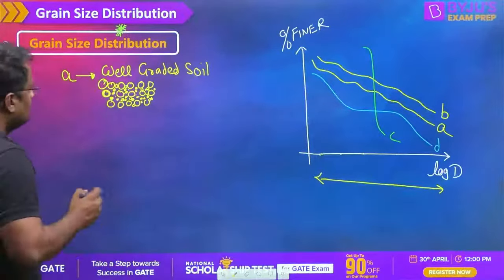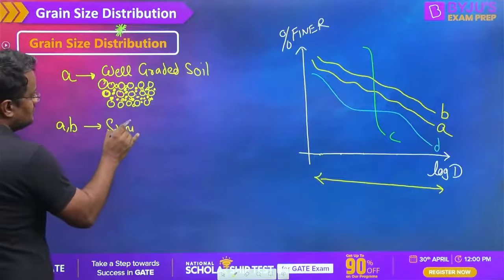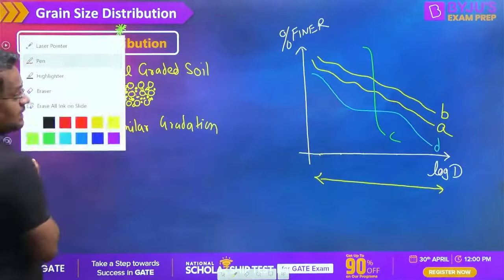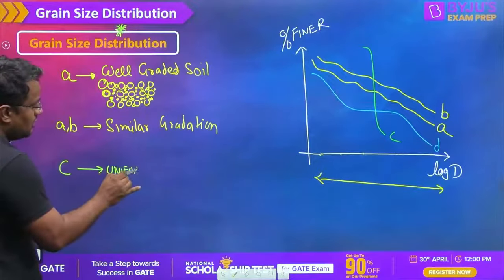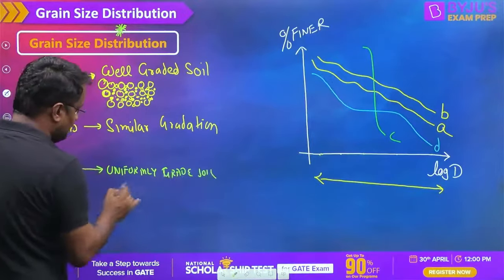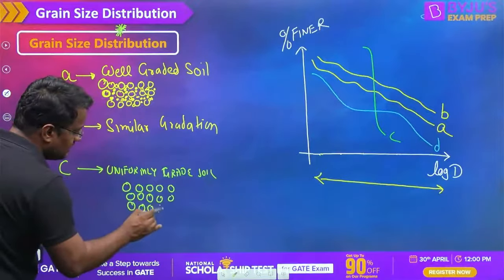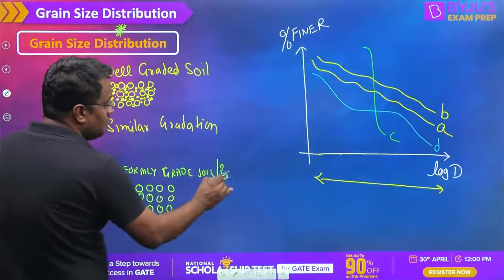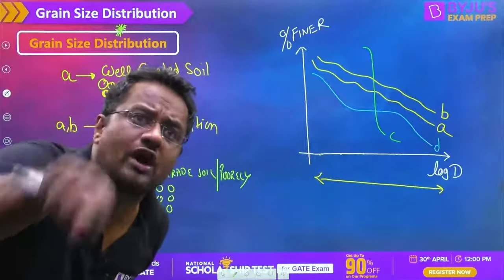Now A and B are similar types of soils, similar gradation. Now what is next? That is C. C is uniformly graded soil. Uniformly graded soil means all particles are of the same size. There are no smaller particles to fill in the voids, and that is also poorly graded soil. For coarse grain soil, they are very poor. I don't want all particles to be of the same size. Otherwise, how will the smaller particles go in the voids?